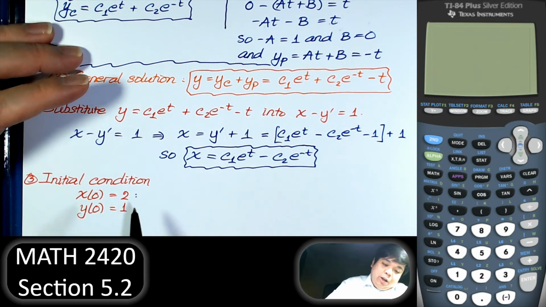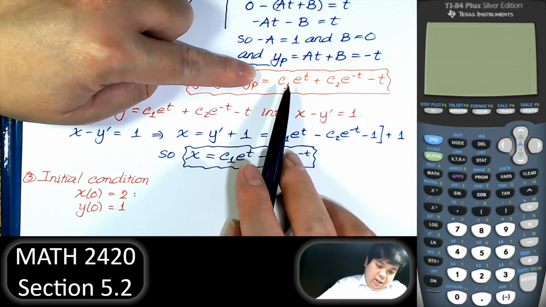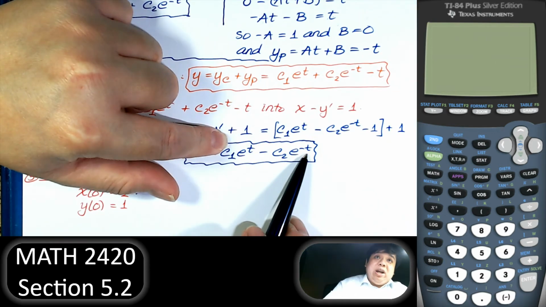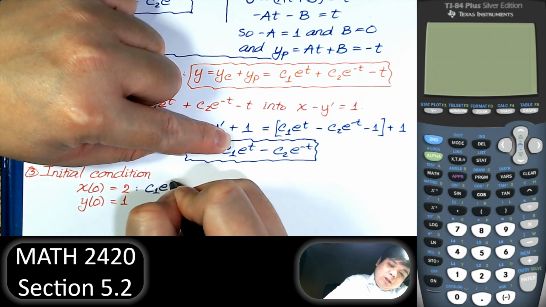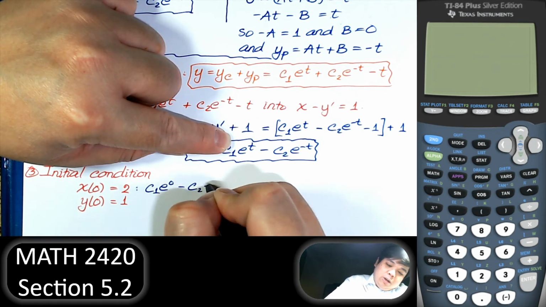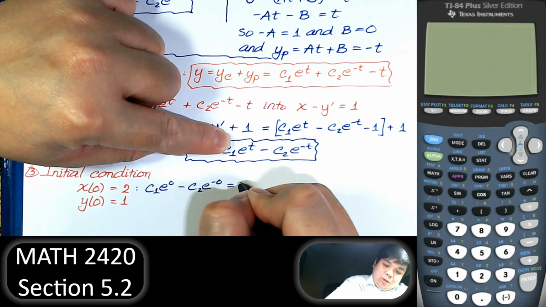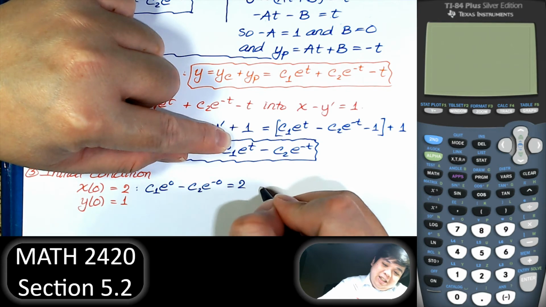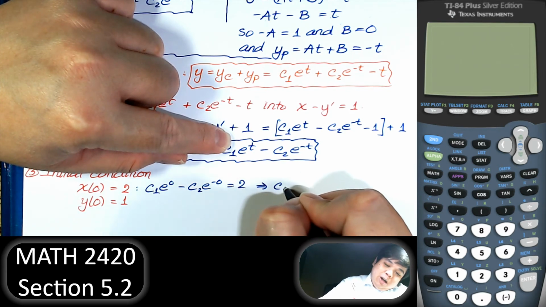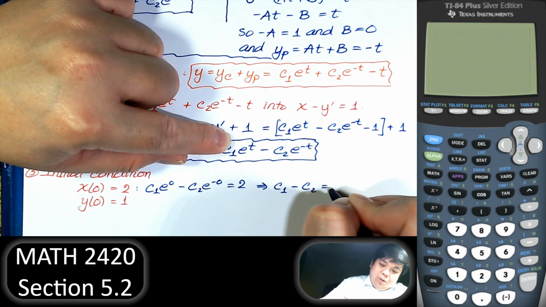X of 0 equal to 2, so I will put 0 in here and equate that to 2. So c1 e to the 0 minus c2 e to negative 0 equals 2. E to the 0 power is 1. So we have c1 minus c2 is equal to 2.